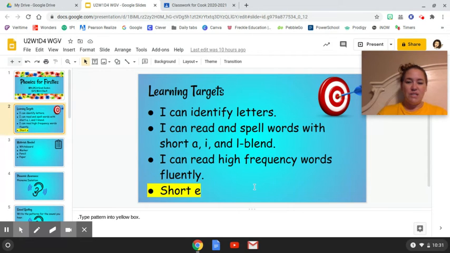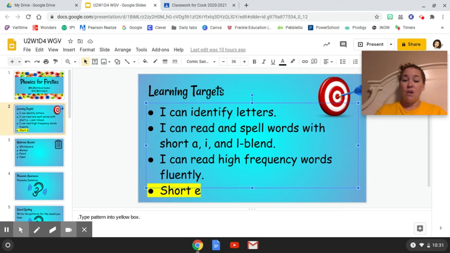We are going to identify letters. We are going to read and spell words with short A, short I, short O, short E, and blends. And when we do blends, we're going to do our L blends, our R blends, and our S blends. So we're going to be talking about all of the things we have learned so far this year. We are going to read high frequency words fluently, and our focus is still on short E.